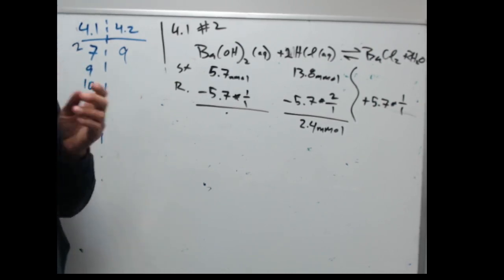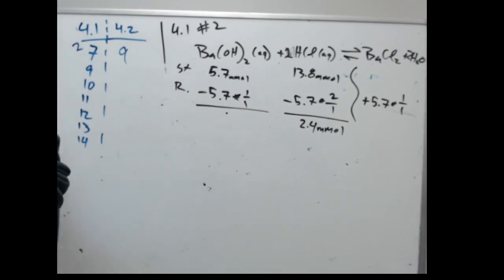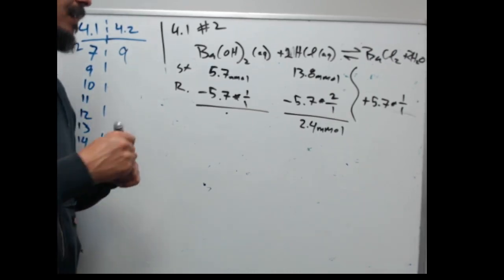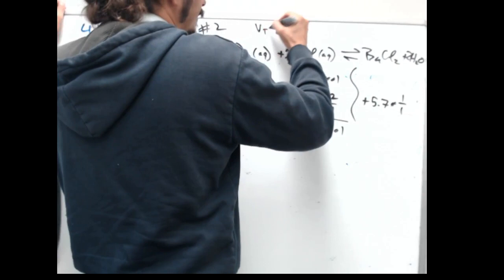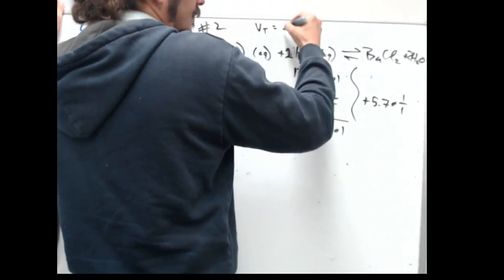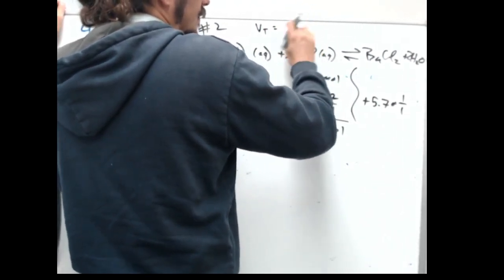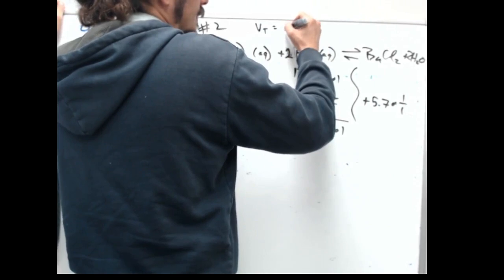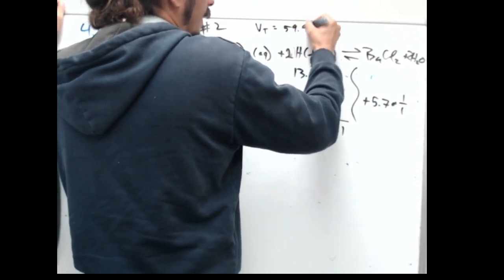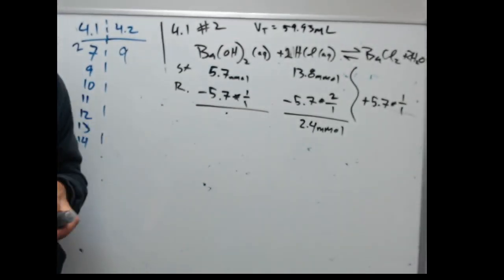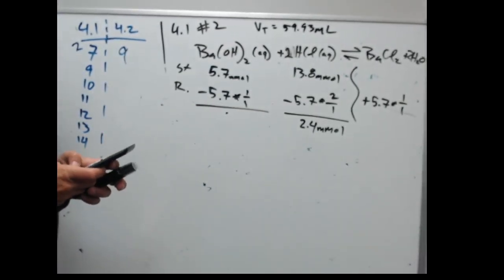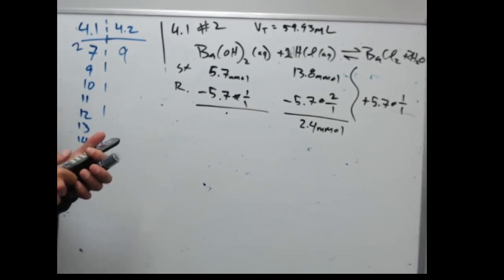Okay. But that means I'll go ahead and check this. What was our total volume then? It was 0.05993 liters, so 59.93 milliliters. So I'm going to go ahead and do 2.4 divided by 59.93, and you get something like 0.04 molarity, something close to that.